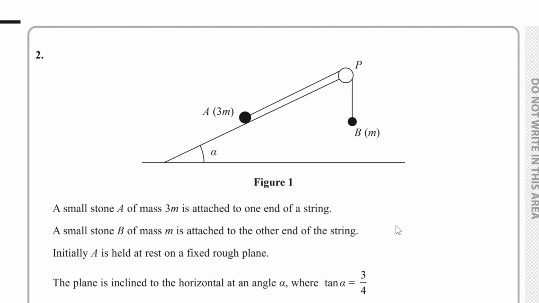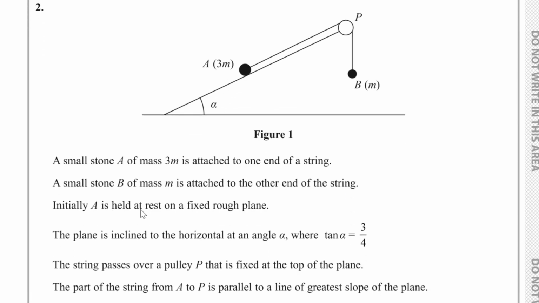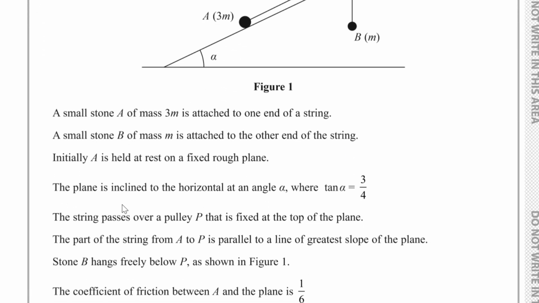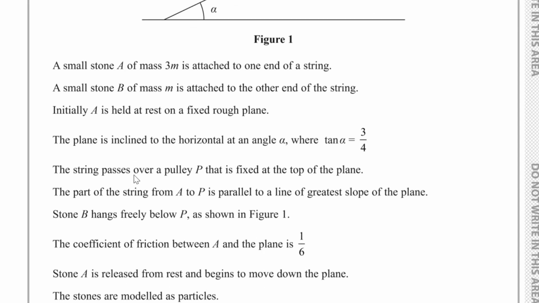Question number 2. A small stone A of mass 3m is attached to one end of a string. A small stone B of mass 3m is attached to the other end of the string. Initially, A is held at rest on a fixed, rough plane. The plane is inclined to the horizontal at an angle alpha, where tan alpha equals 3/4. The string passes over a pulley P that is fixed at the top of the plane. The part of the string from A to P is parallel to the line of greatest slope of the plane. Stone B hangs freely below P, as shown in figure 1.